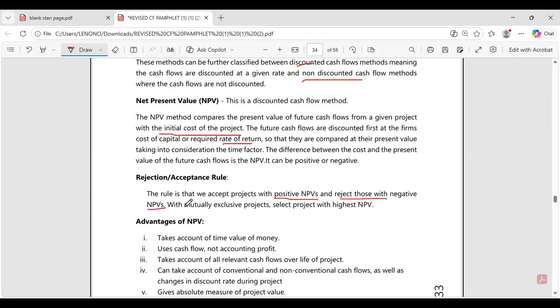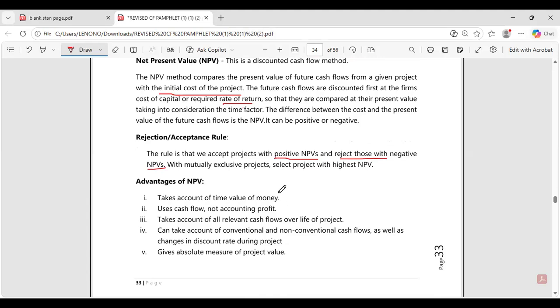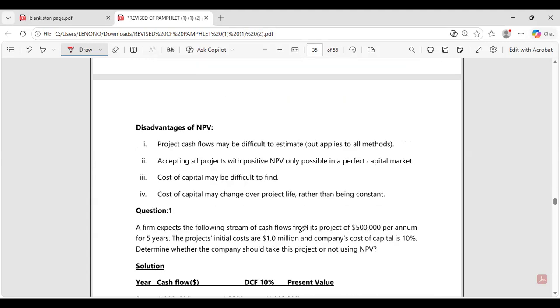The advantages of NPV: it takes into account the time value of money, uses cash flows not accounting profit, takes account of all relevant cash flows over the life of the project, and of course, gives an absolute measure of the project value. Then we get into the disadvantages. The cost of capital may be difficult to find, and the cost of capital may change over the project life. And of course, the project cash flows may be difficult to estimate.